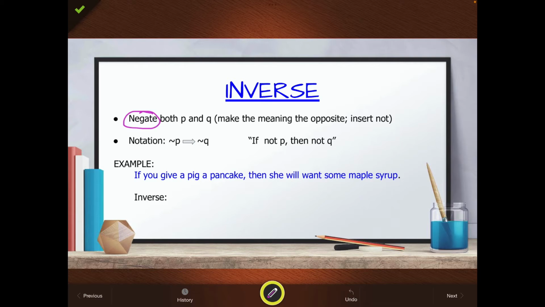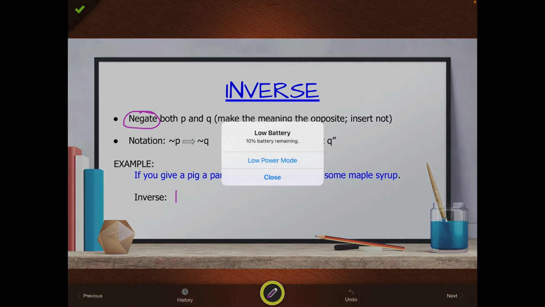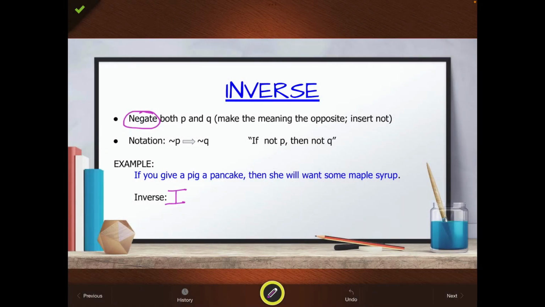And what we're going to do is we're going to negate both parts. Okay, so if you give a pig a pancake, how can we negate that? How can we make the meaning the opposite? Good, Levi. We would say if you don't or won't give a pig a pancake. If you don't give a pig a pancake, and again, you could say won't or will not or do not.